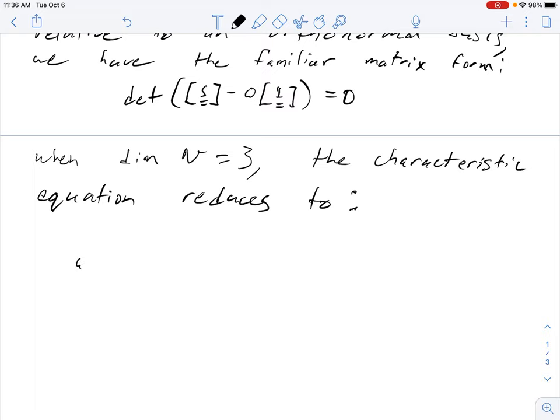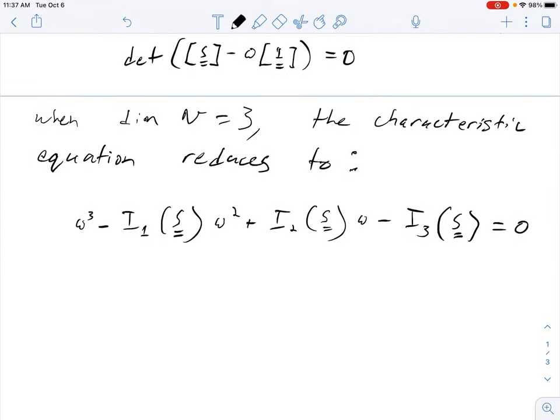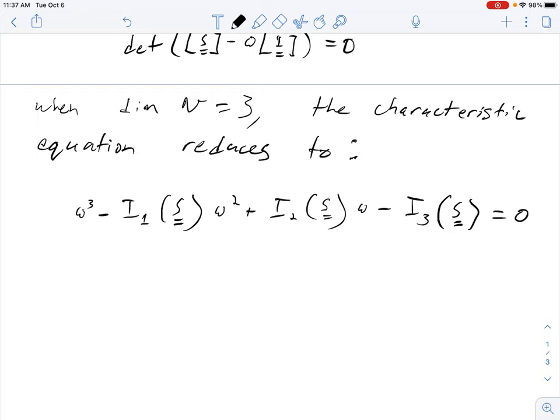We get omega cubed minus I1 of S times omega squared plus I2 of S times omega minus I3 of S equals 0. So here, I1 of S, I2 of S, and I3 of S are called the principal invariants of S.